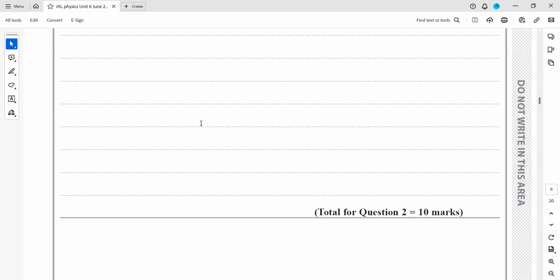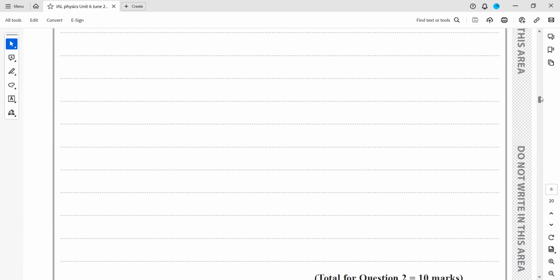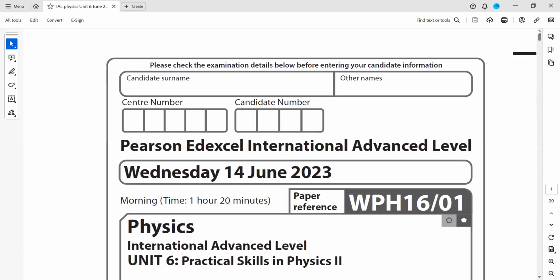So this was question 2 from June 2023. So we did question 1 and 2. Next session, we'll do the remaining questions from this paper.